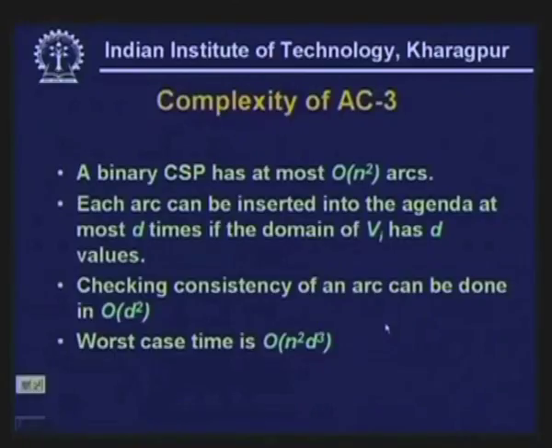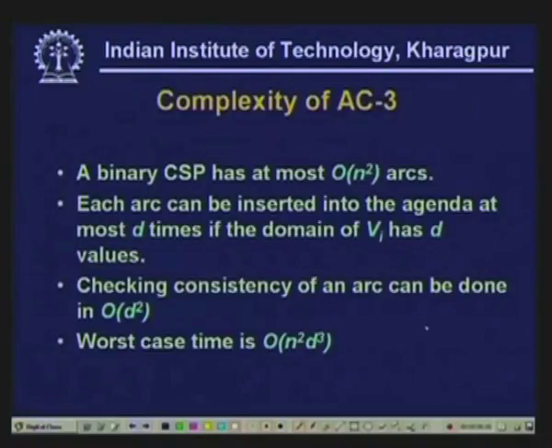Now, let us see what is the complexity of this algorithm AC3. If we have a binary constraint satisfaction problem, then the constraints are only between a pair of variables. So, there are at most n square arcs in the constraint graph.